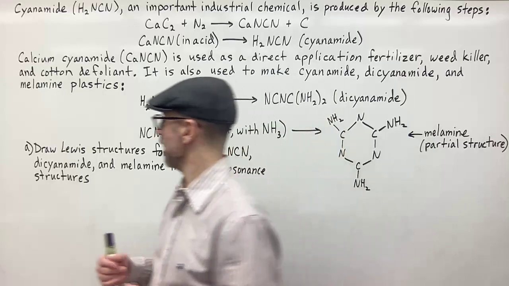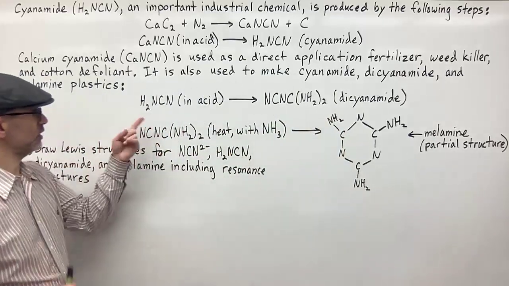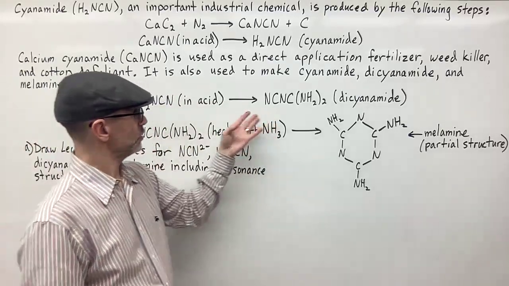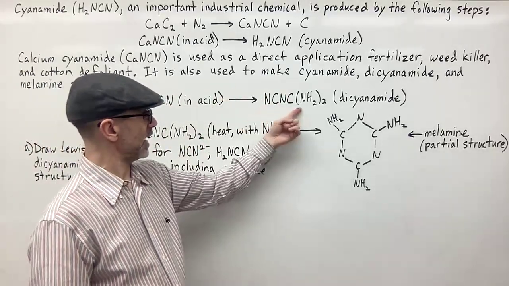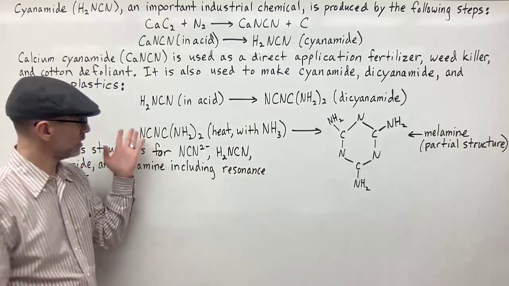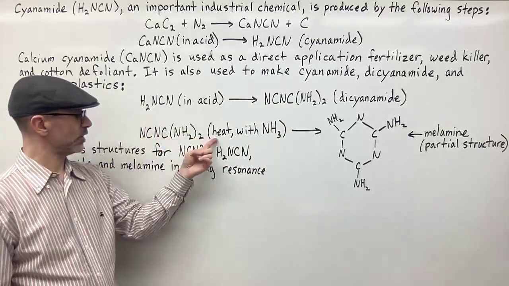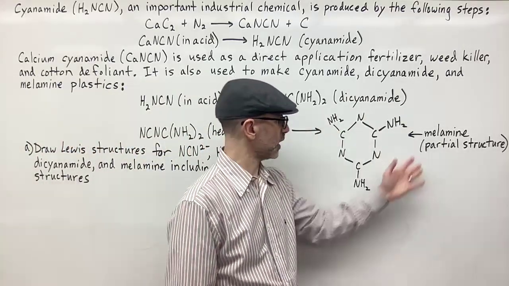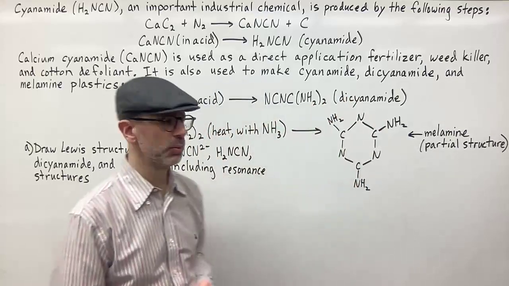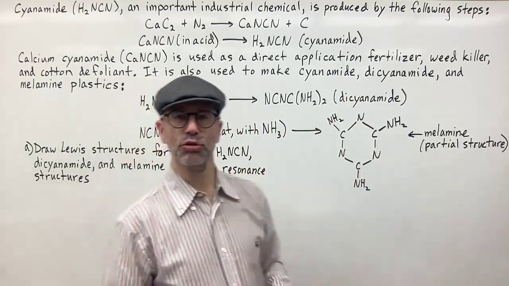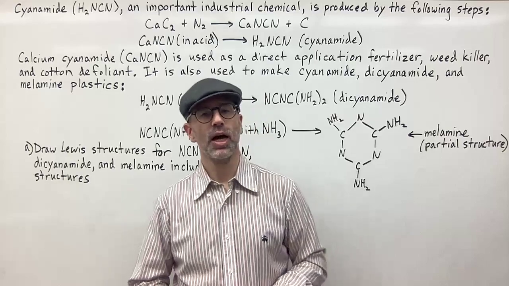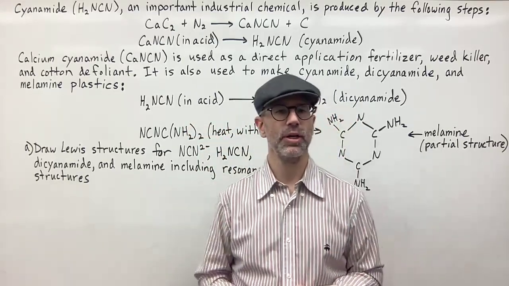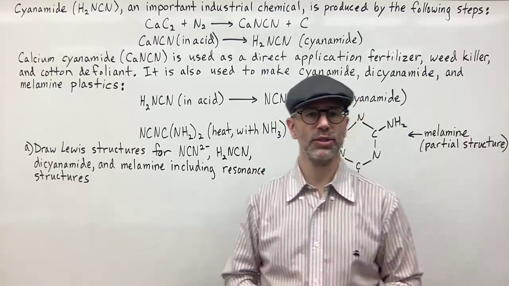So again, here we have some reactions. Here we have our cyanamide and acid reacting to form the dicyanamide. Then we have some dicyanamide in the presence of heat and ammonia, and that's going to form our melamine. This is a partial structure of the melamine. And then we're asked to answer a few questions. I'm going to do them one by one. We have A through E or F. I'm going to start with A and then we'll go on to the others.